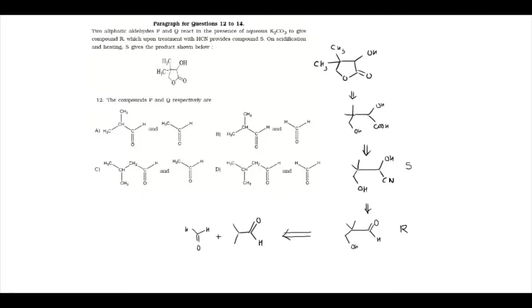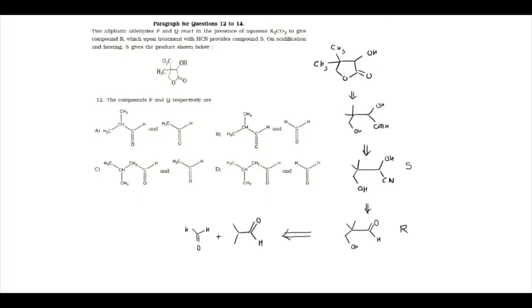It is written here that 2 aliphatic aldehydes P and Q react in the presence of aqueous K2CO3, that means a base, to give compound R, which upon treatment with HCN provides compound S. On acidification and heating, S gives the product shown below. Now this is the product.